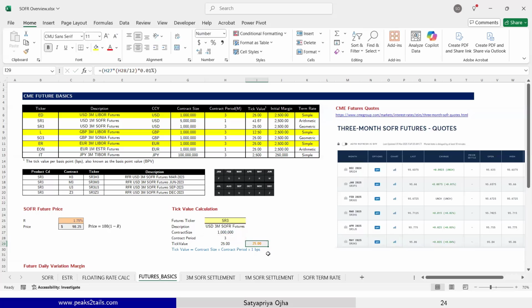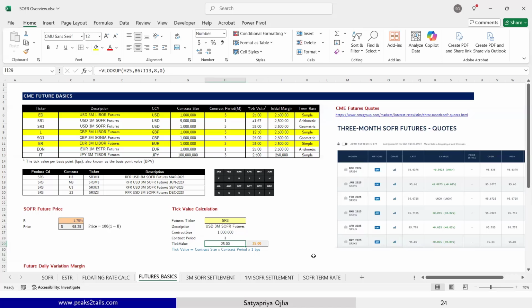That is $25. That means if the underlying rate moves by 1 basis point, then the change in the contract value, if you have bought one contract that has a notional of $1 million, the change in value of your position would be $25 for 1 basis point change, right? It's a perfect linear relationship.